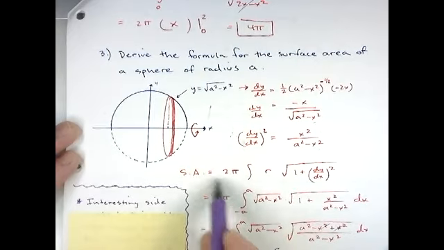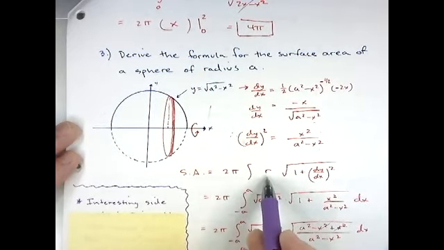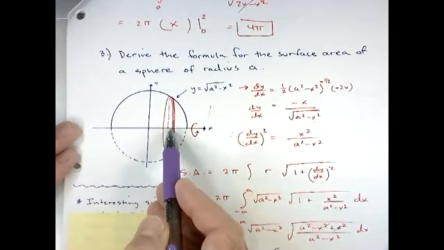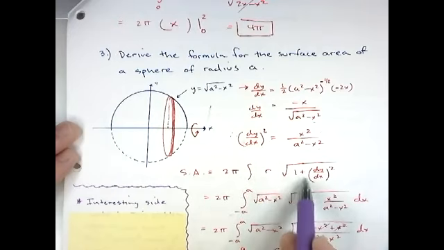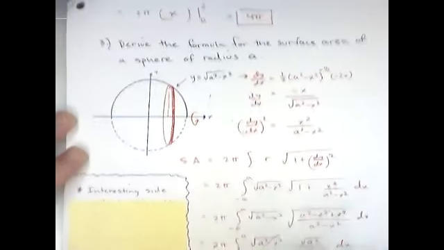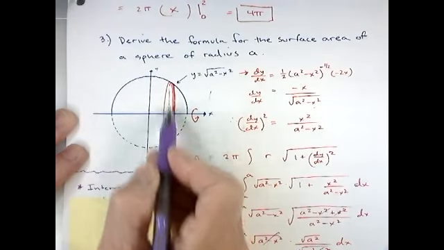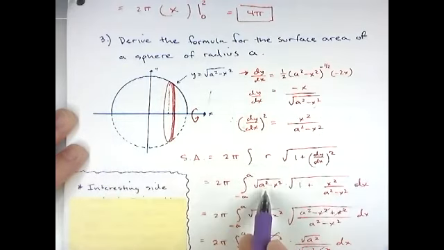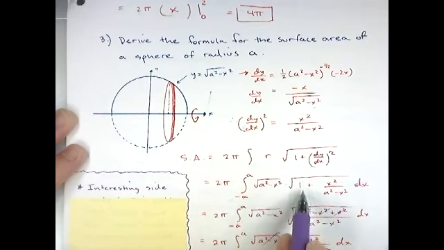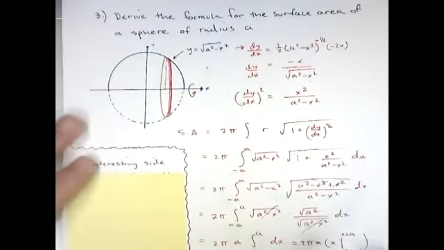My general formula for surface area, 2 pi times the radius of one of my cross sections times ds. The radius would be y, which is the square root of a squared minus x squared. And we already worked out dy dx squared, so it'd be 1 plus x squared over a squared minus x squared. Similar technique to the previous problem.